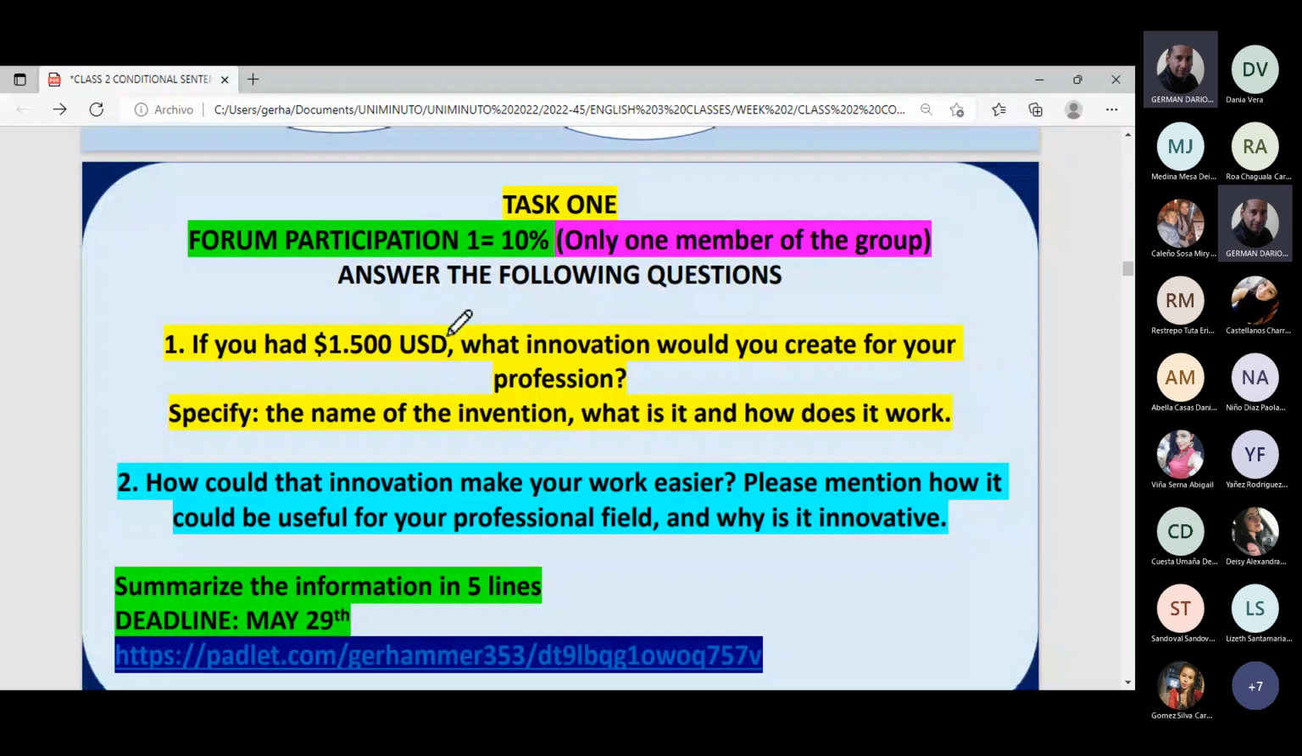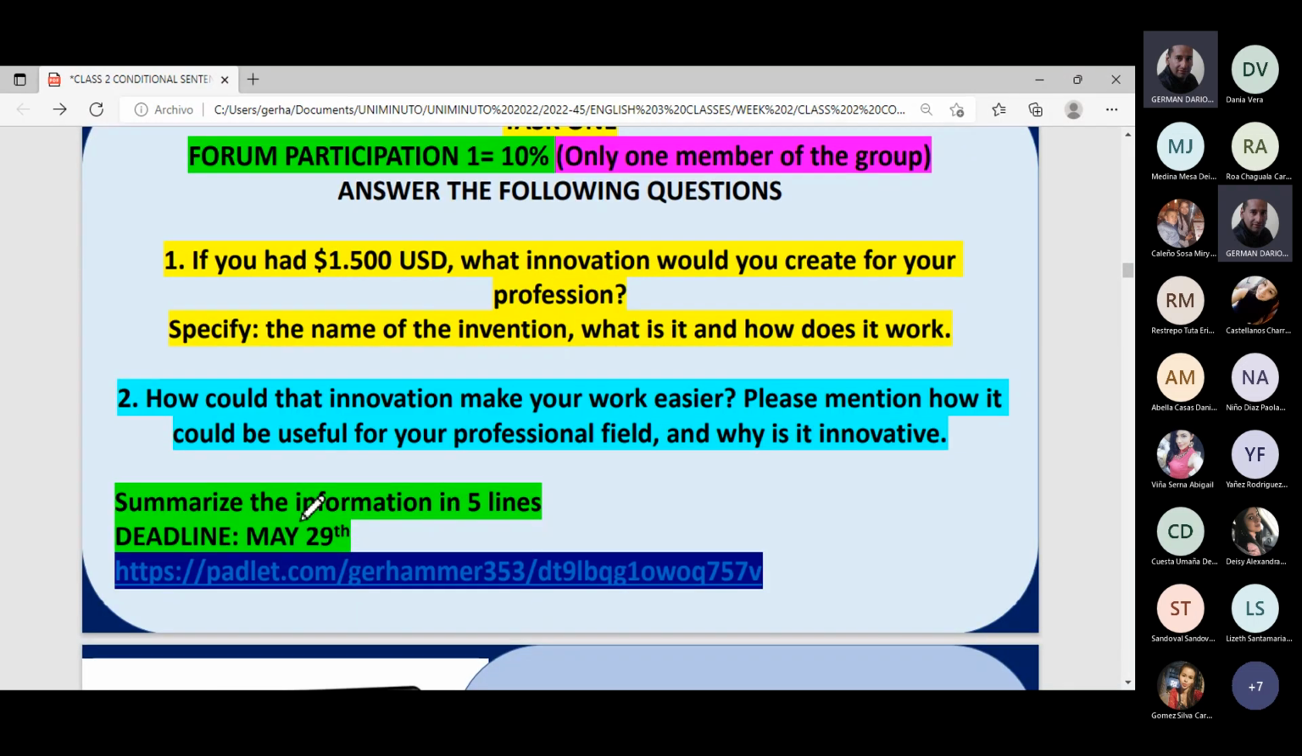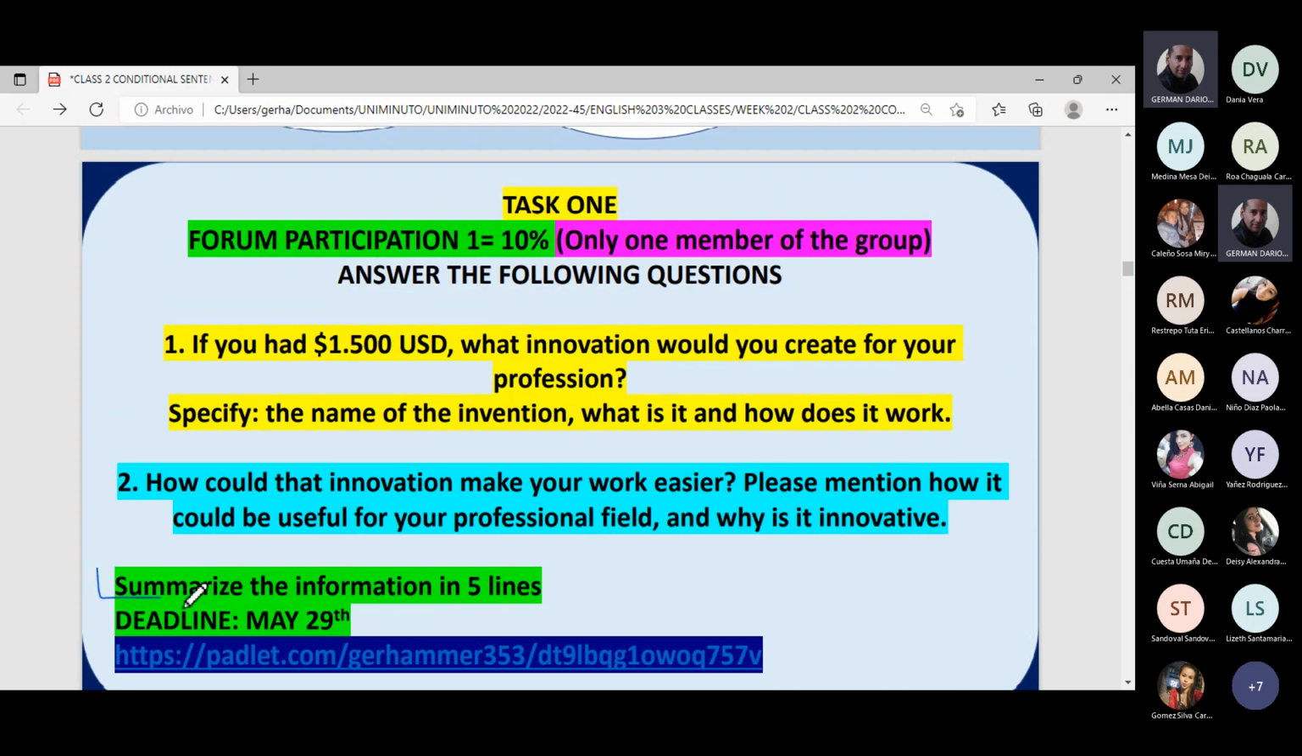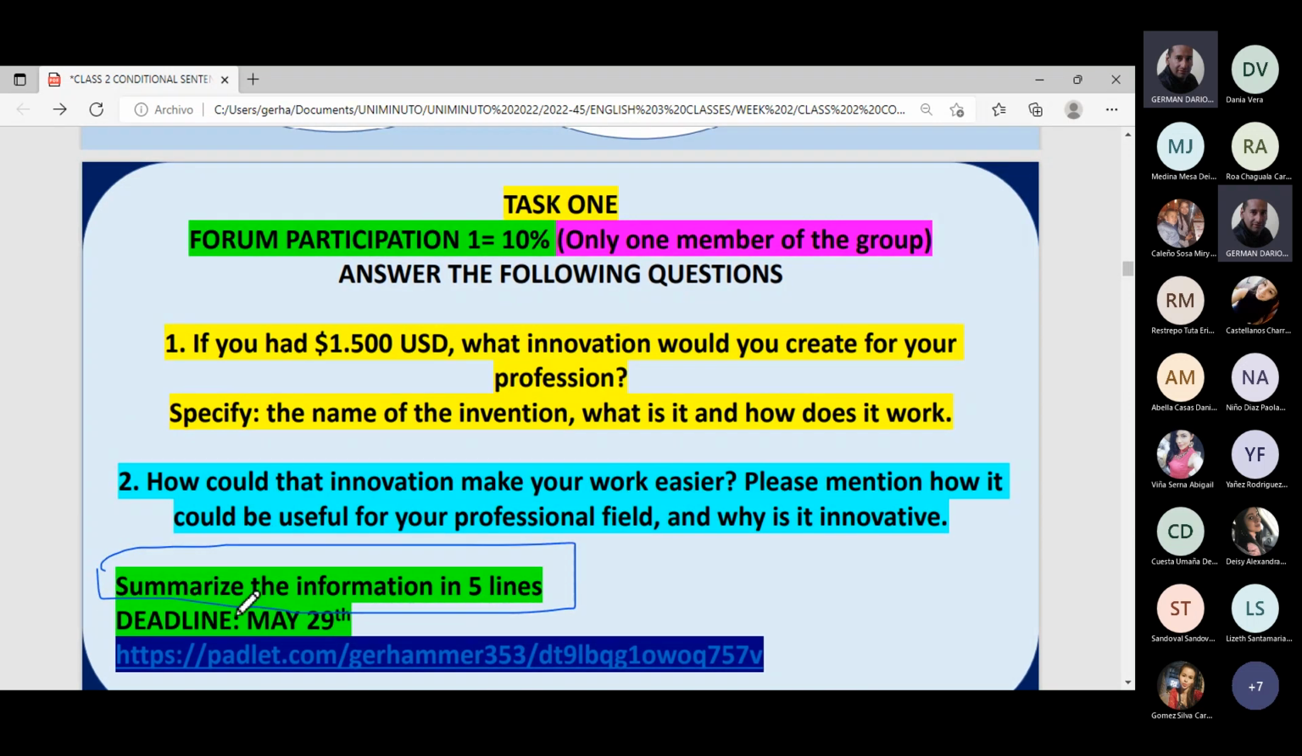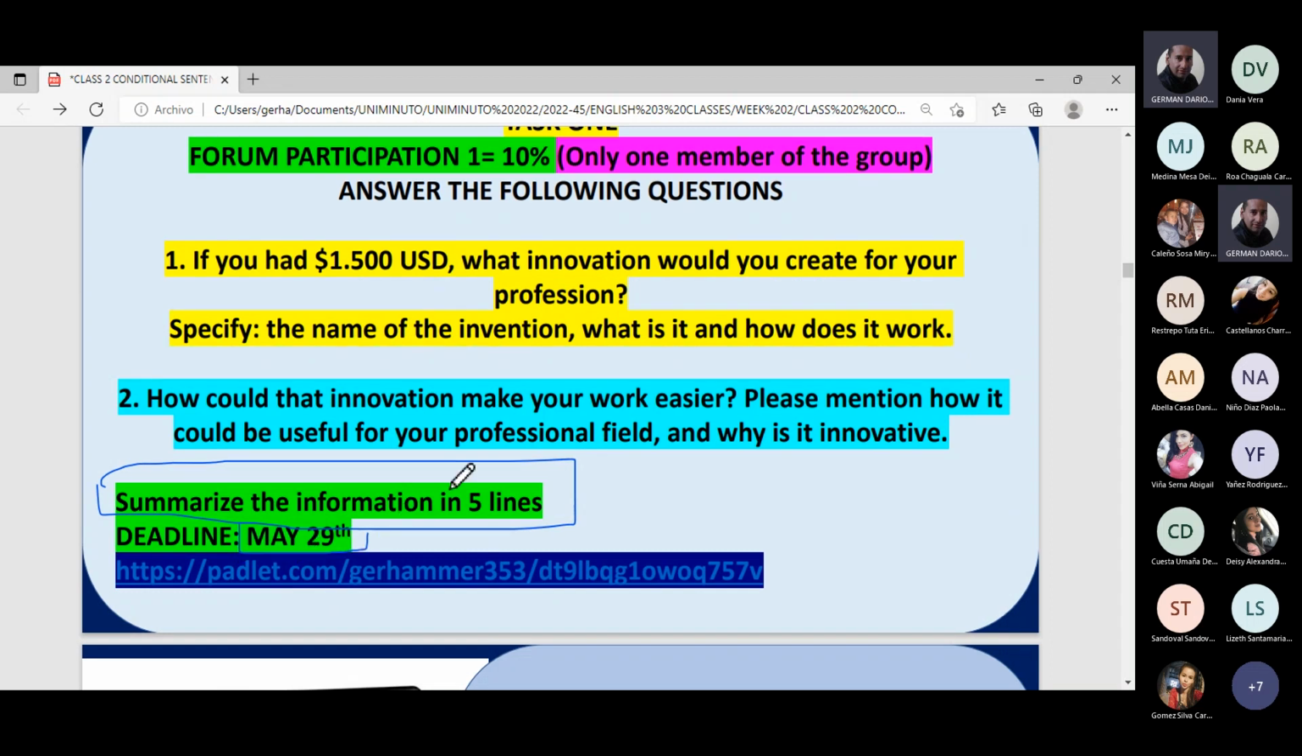And at the same time, you are going to answer the following questions in the forum. If you had $1,500, what innovation would you create for your profession? Specify the name of the invention, what it is, and how it works. And question number 2, how could that innovation make your work easier? Please mention how it could be useful for your professional field and why it's innovative, okay? Summarize the information in 5 lines. Van a tratar de responder estas preguntas, pero las van a resumir en 5 líneas. Esa tarea es para el 29 de mayo, yes?